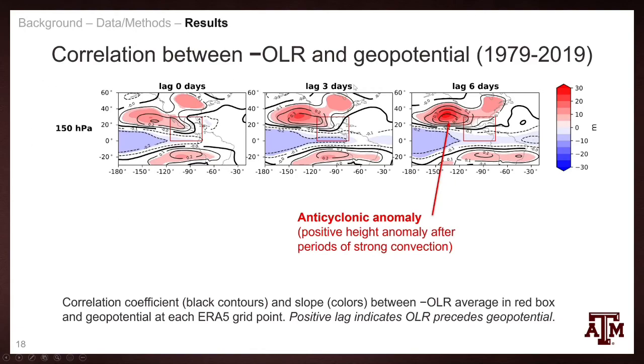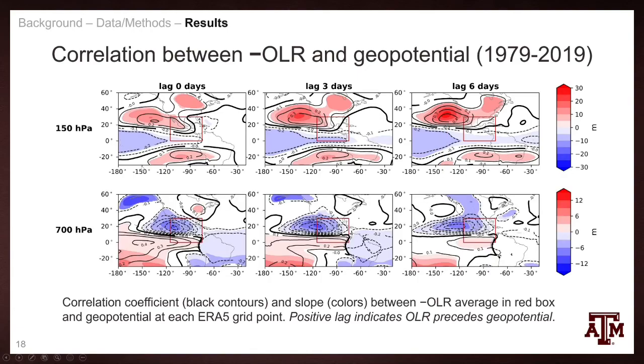So this is for 150 millibars, and here I'm showing similar correlation results except for geopotential at 700 millibars. Here, instead of the positive height, we see negative height anomalies, indicating a cyclonic circulation. So we can see here there is the anticyclonic and the cyclonic pair that you would expect from theory.